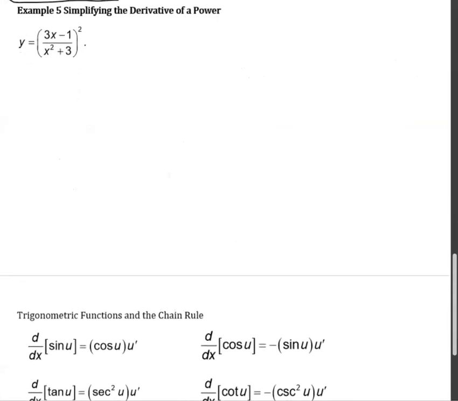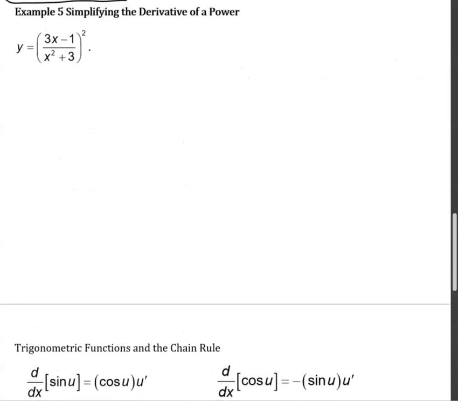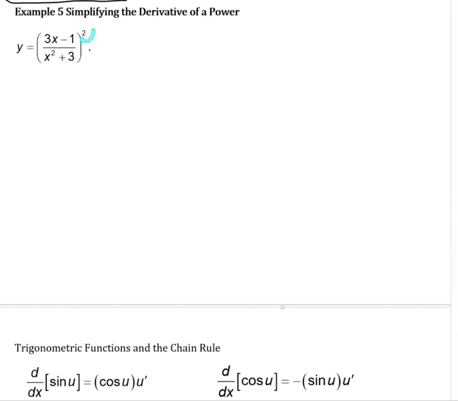In example 5, we are going to be taking the derivative of a power and simplifying it. So I can notice that I have this quotient on the inside here, but this quotient all has an exponent on it. So in order to start taking this derivative, we are going to begin with the power rule. The power rule tells us that we pull this exponent of 2 down in front. The new exponent on everything that we have decreases by 1, so it's now 1.